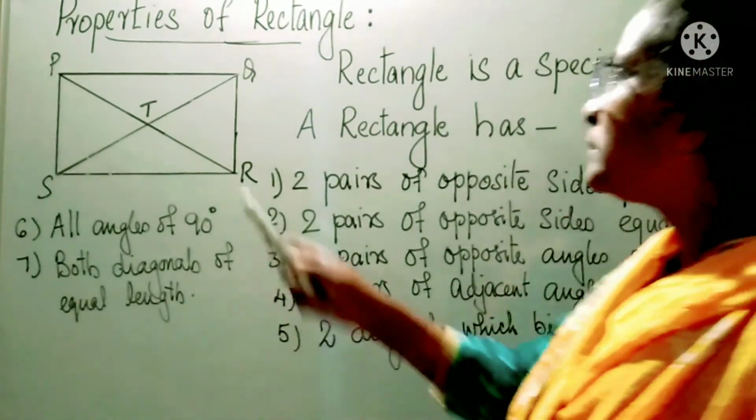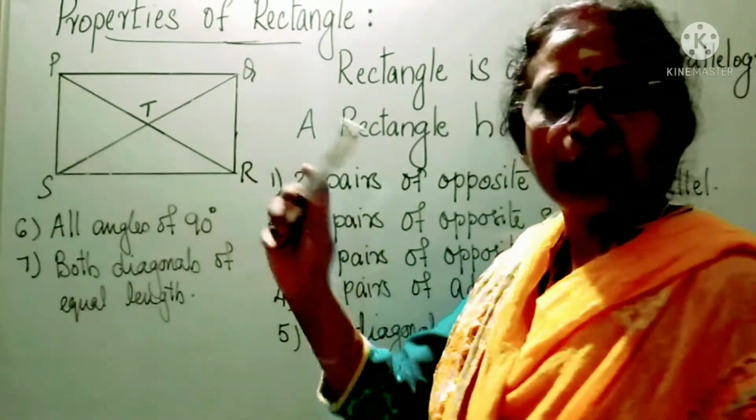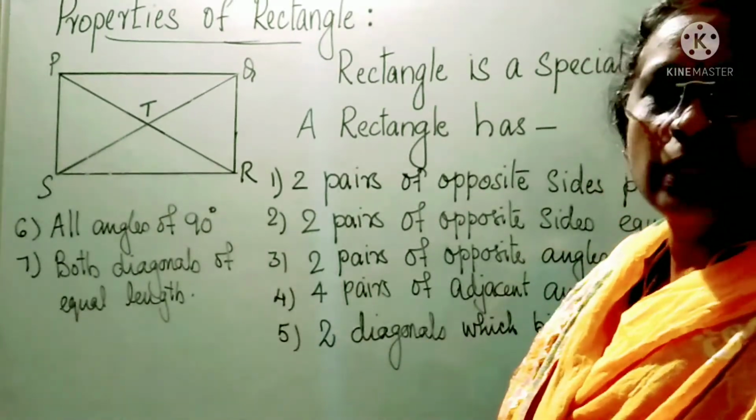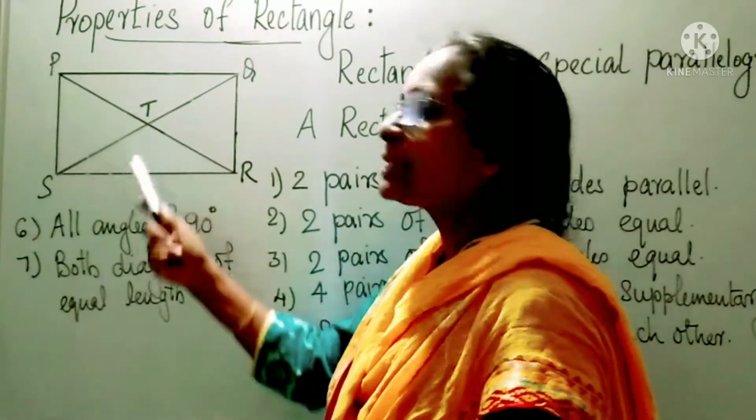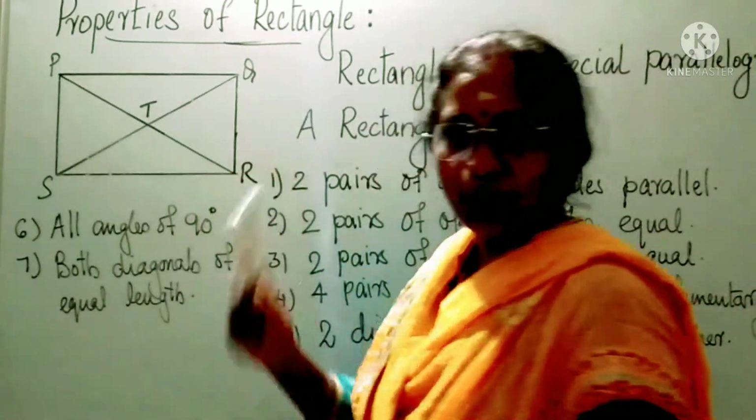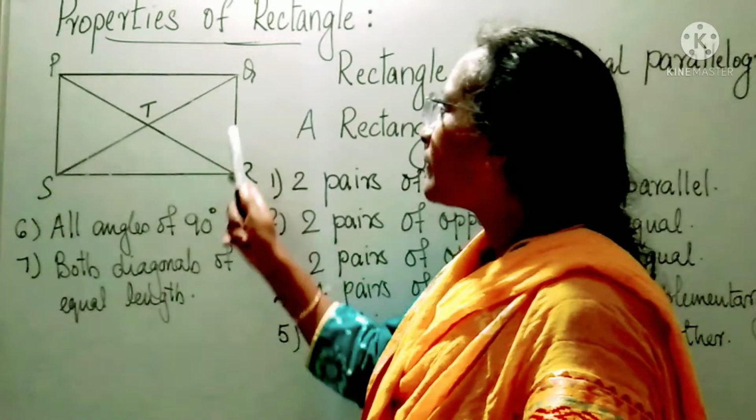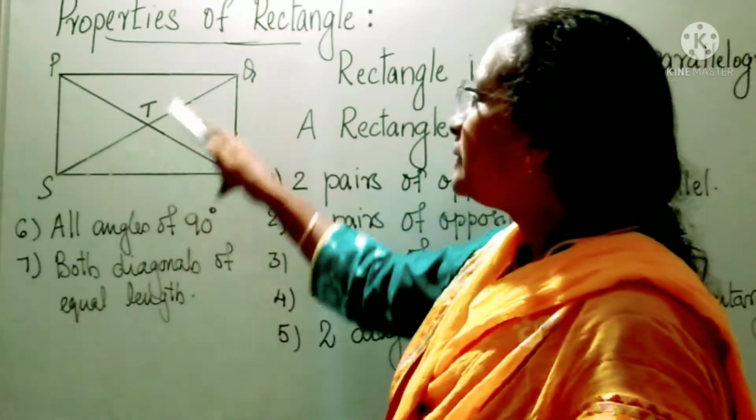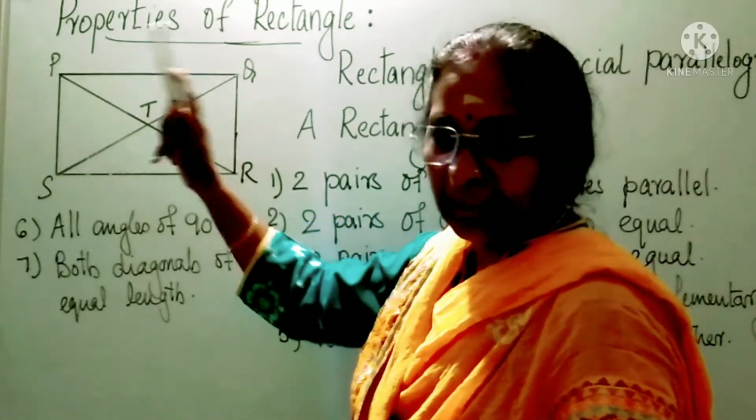Okay. Now this is a rectangle. You are quite aware of the figure called rectangle. You have learned that in a rectangle opposite sides are equal. Both the opposite sides are equal. And here this angle will be 90 degree. That means these two sides are also parallel.